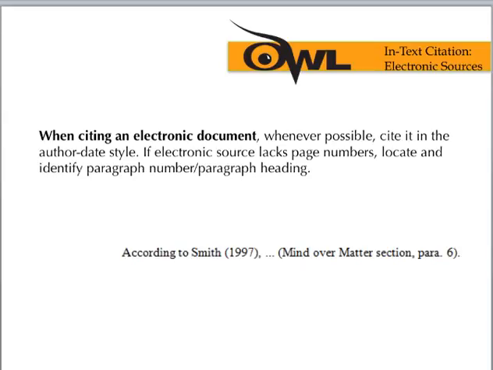When citing an electronic document, cite as we've already discussed if possible, but if you are unable to locate any of the information, try and use paragraph rather than page, because if it's electronic there may not be pages, but it may have 20 paragraphs, and you found whatever you have in paragraph number 6.